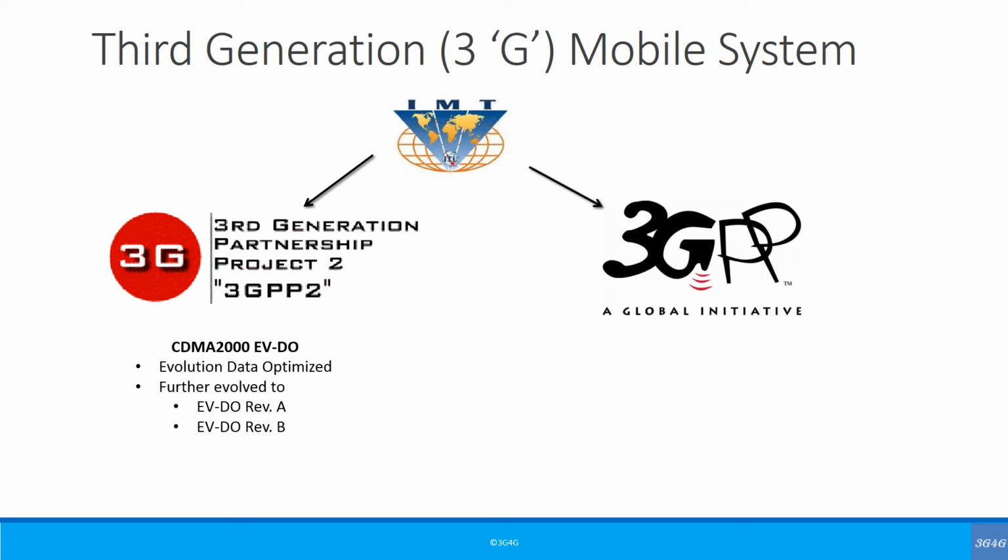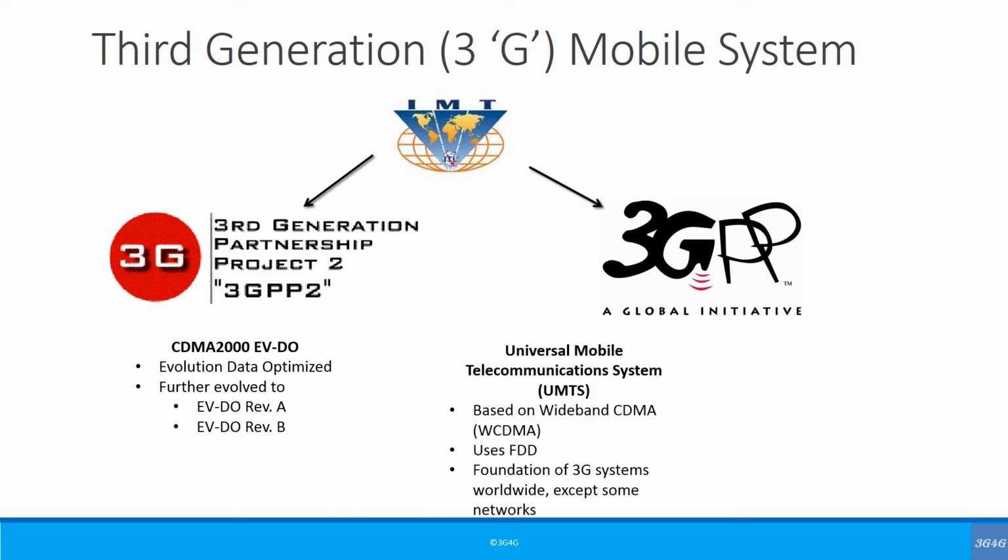The other body that was formed was 3GPP, and 3GPP had two systems. So the one which you see as 3G nowadays is the UMTS, the Universal Mobile Telecom System. It's based on WCDMA, it uses frequency division duplex, and it's the foundation of 3G systems worldwide, except some networks. So some of these networks used CDMA 2000.